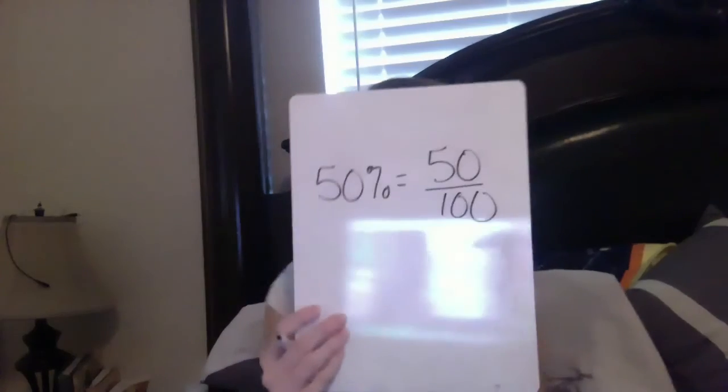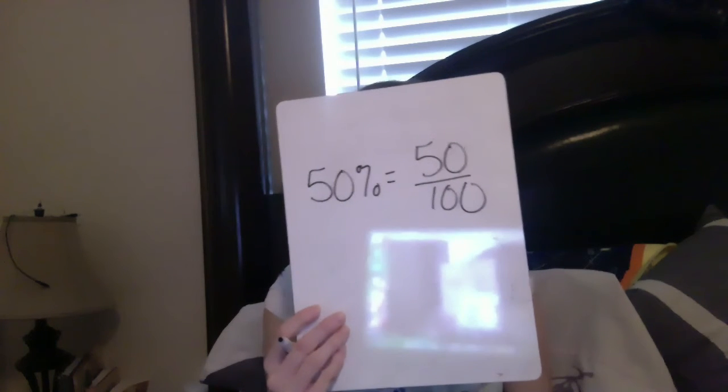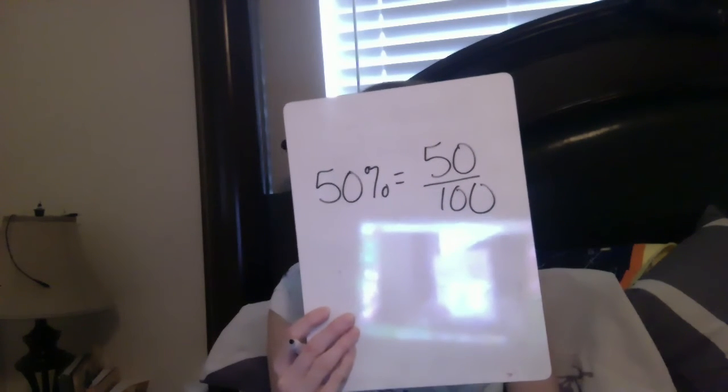Okay, recall that a percent is a fraction with a denominator of 100. We write a percent in fraction form by removing the percent sign and putting 100 under it. So if we have 50%, we write it in the correct form by saying 50 over 100. Okay? We then reduce the fraction to lowest terms.